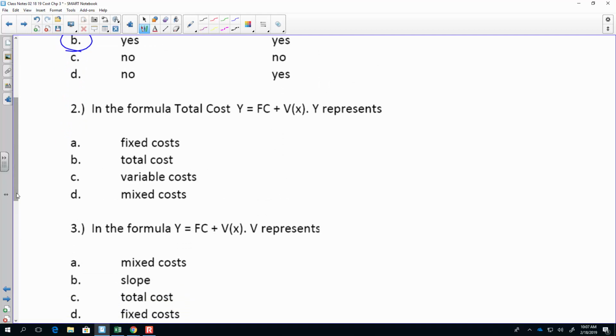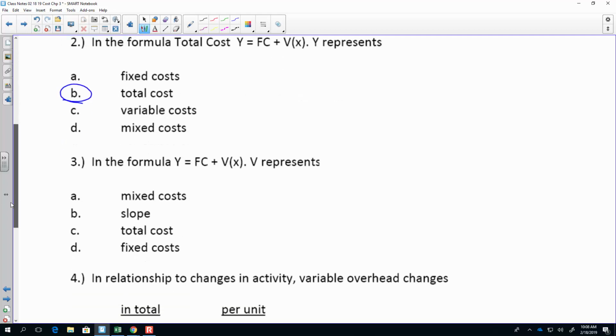Sam, how about question 2? Very good. Total cost, right? That's what we're trying to predict, what our total cost will be at different levels of production. Excellent.